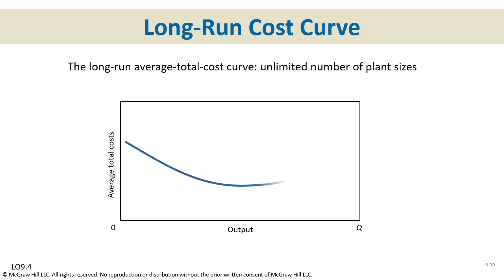And here's your long run cost curve. The long run curve just envelops the short run ATCs. If the number of possible plant sizes is very large, it's going to approximate a smooth curve. Economies of scale followed by diseconomies of scale cause it to be U-shaped.